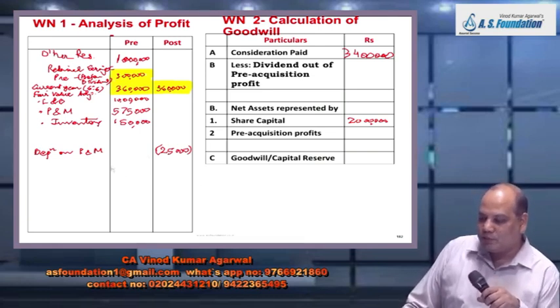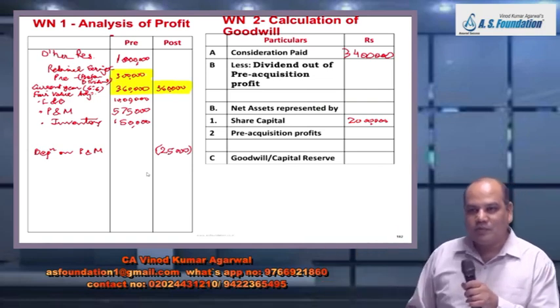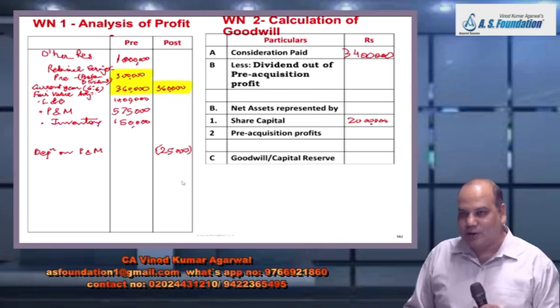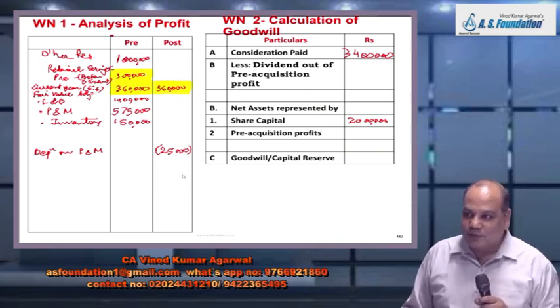This profit is before deducting the dividend. By reversing the dividend here, this profit is before dividend payment. So if dividend has been paid, it means parent and NCI have received. So there should not be a double effect. You are getting the profit and then you would be getting the dividend also. So the dividend effect we will eliminate. Okay.